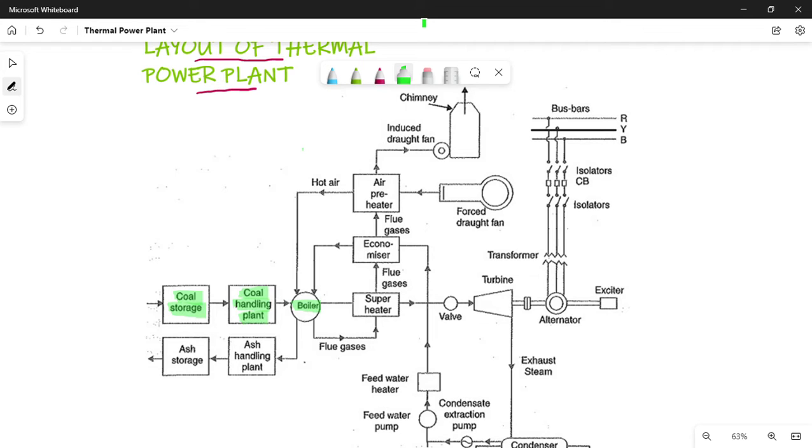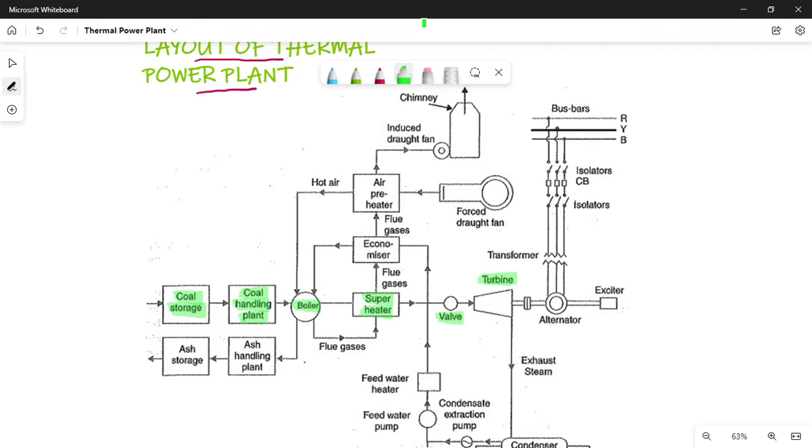The boiler is the device in which the water is heated and the steam is produced. The produced steam from the boiler is given to the superheater, in which the temperature of the steam is further increased. The high pressure and high temperature steam is given to the turbine through a valve. In the turbine, the steam expands and mechanical rotation is produced.